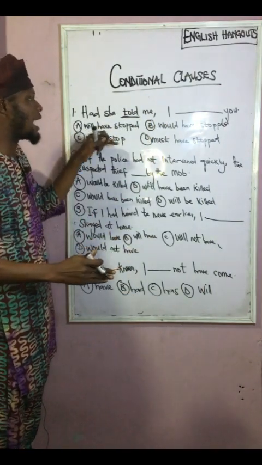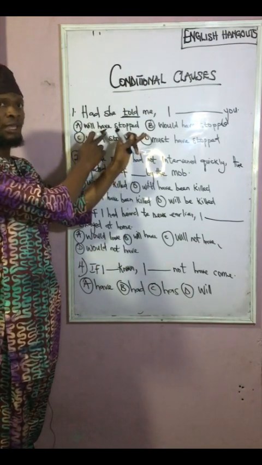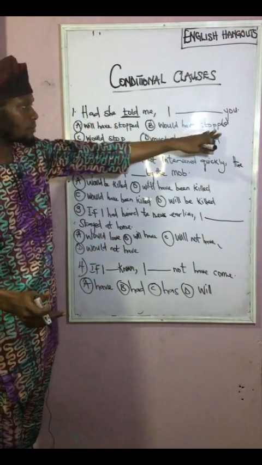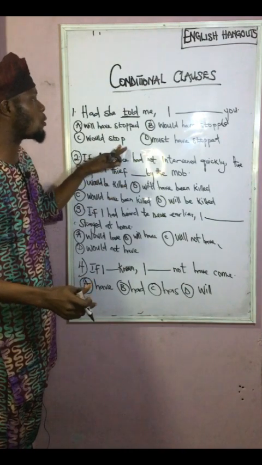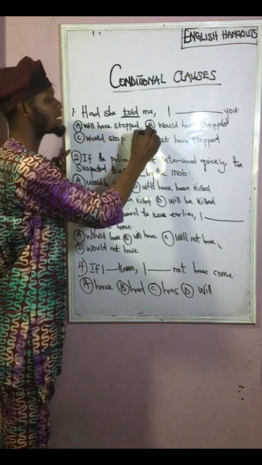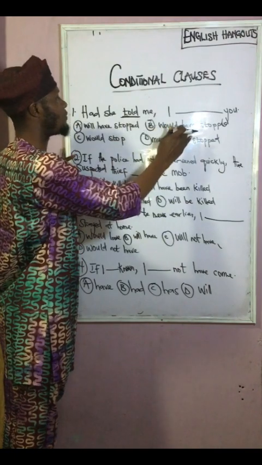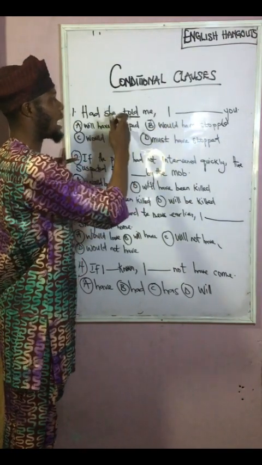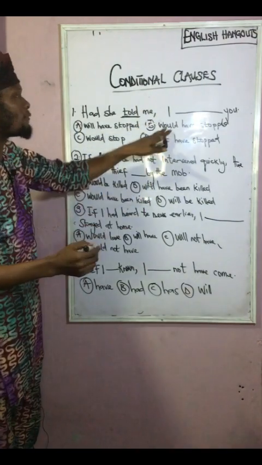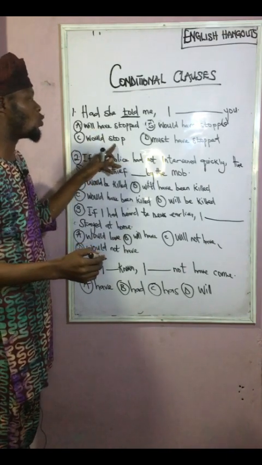Here we have will have stopped. Will is a present verb, and we have the helping verb, the anomalous verb. Here we have would have stopped. Here we have would stop. Here we have must have stopped. The appropriate answer to this expression is B. Had she told me, I would have stopped you. Here we have would, here we have will, here we have will stop you.